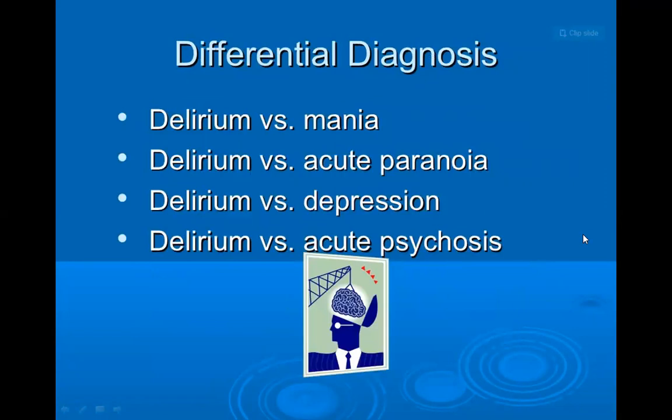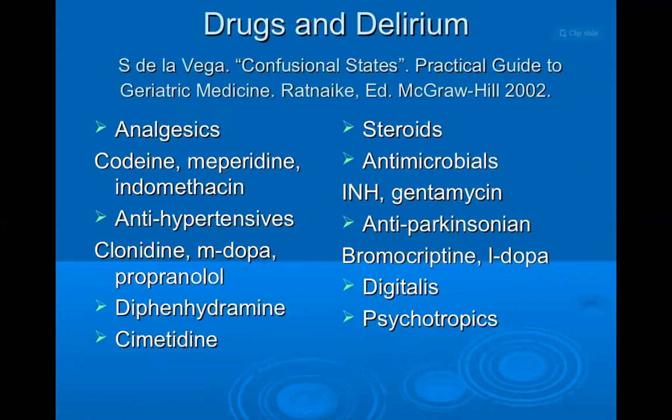Then differential diagnosis of delirium: delirium versus mania, delirium versus acute paranoia, delirium versus depression, or delirium versus psychosis. Then what management is used in the patient who is having the problem of delirium? First we have to provide analgesic drugs. Why do we give analgesic drugs? If there are some changes or other problems in the brain, the patient is having the problem of pain, so at that time we have to give analgesic drugs.